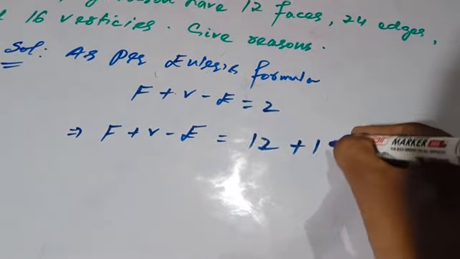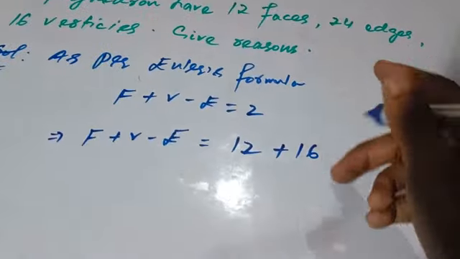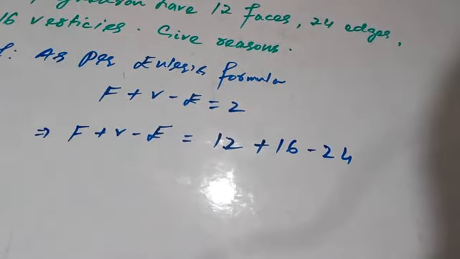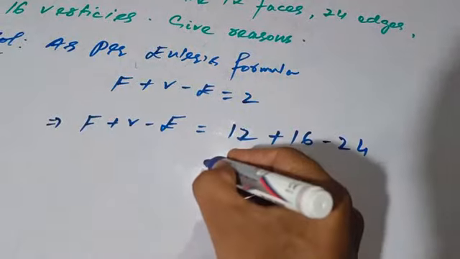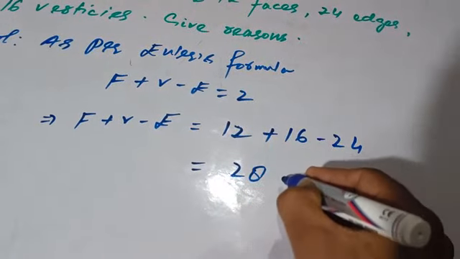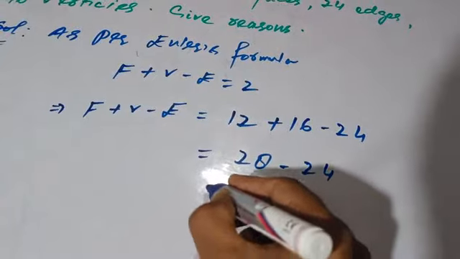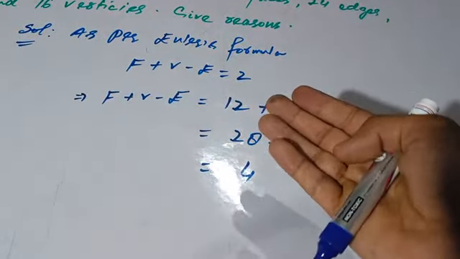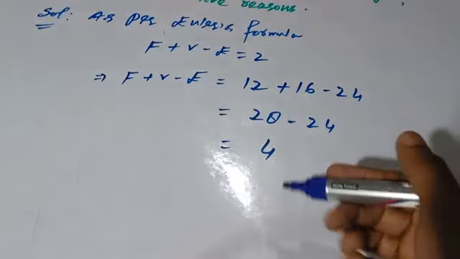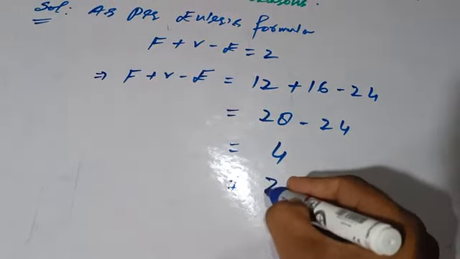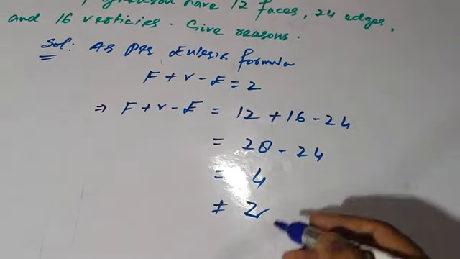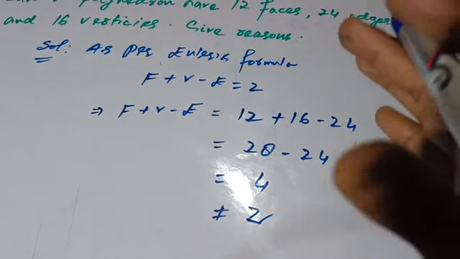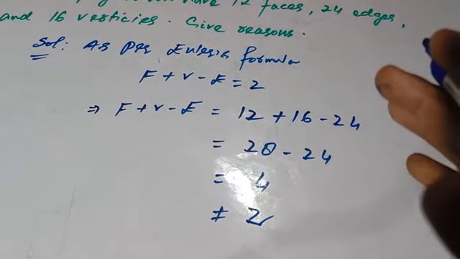And number of edges, that's 24, isn't it? So 12 plus 16, how much is that? That's 28, minus 24, that's equal to 4. But our right hand side should have been 2 if it were a polyhedron. 4 is not equal to 2. That means Euler's formula is not satisfied. That means we can't have such a polyhedron.